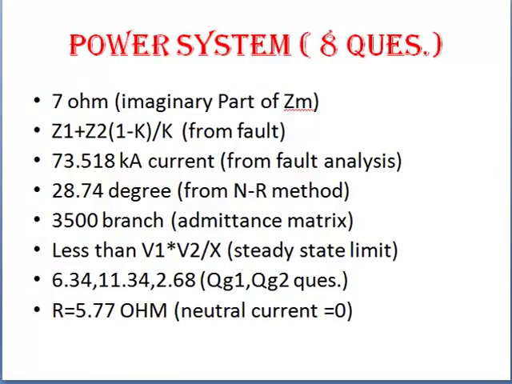And there was a generator question. The answer to that question is 6.34, 11.34, 2.68, that is option C. And there is one question with a circuit given, where the neutral current is equal to 0, and they ask for the value of resistance. The answer to that particular question is 5.77 ohm.